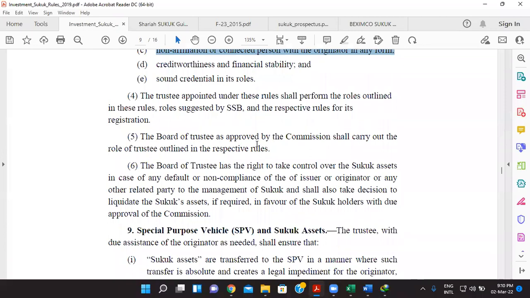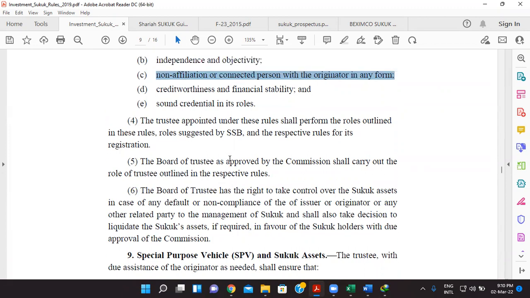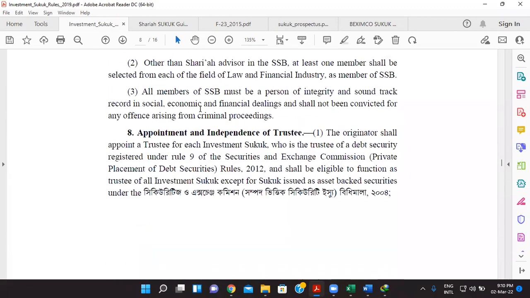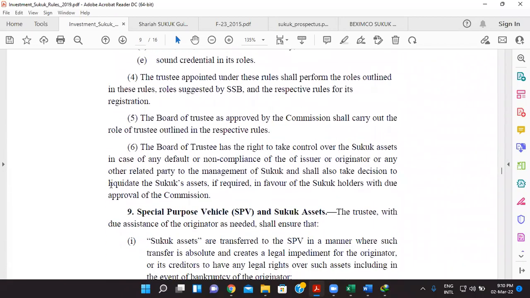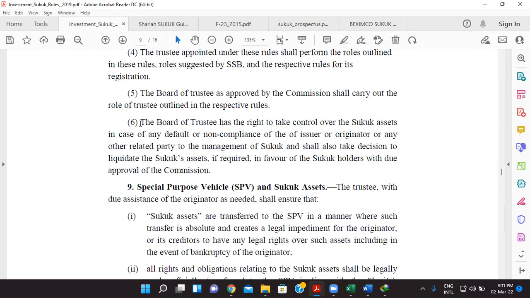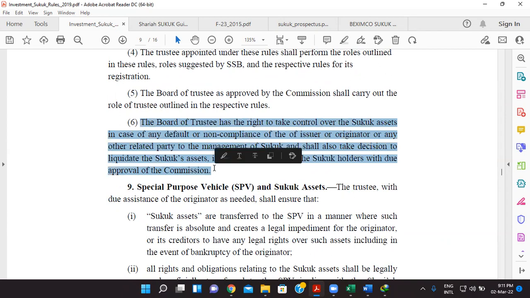The Board of Trustee, as approved by the Commission, shall carry out the role of trustee outlined in the respective rules. So respective rules means these rules, and the rules which have been indicated here. And you see, the trustee appointed under these rules shall perform the roles outlined in these rules, roles suggested by SSB, and the respective rules for its registration. You see, this is the case in which the originator will fail.